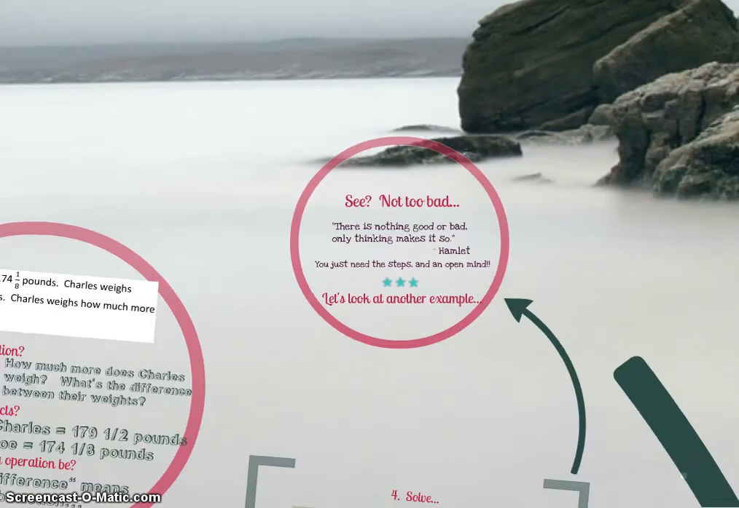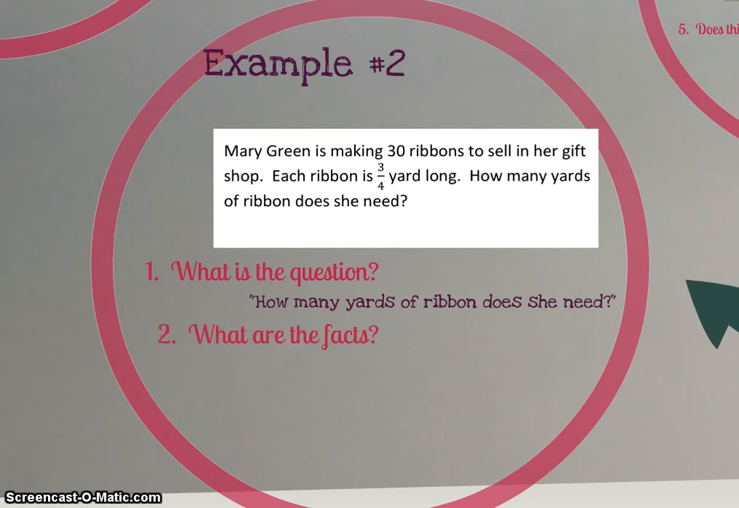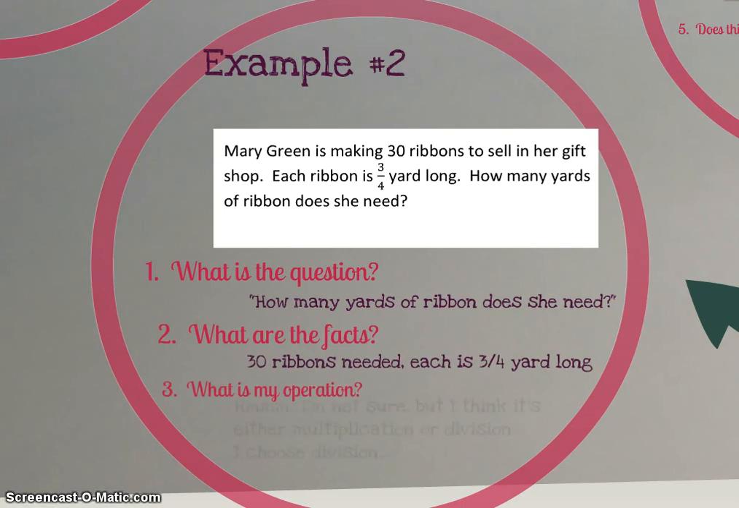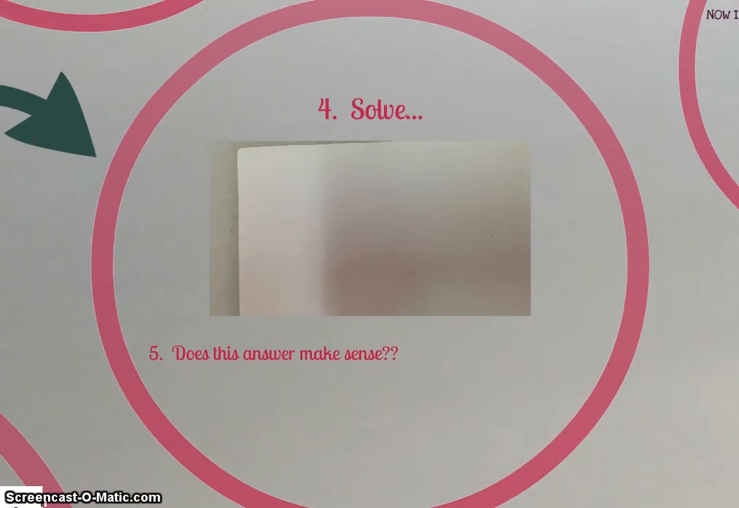Let's look at another example here, okay? Mary Green is making 30 ribbons to sell in her gift shop. Each ribbon is 3/4 yards long. How many yards of ribbon does she need? Okay, so what's my question? Straight out of the problem, my question is, how many yards of ribbon does she need? What are the facts they tell me? Well, they tell me she needs 30 ribbons and that each is 3/4 of a yard long. What is my operation? Well, this one's kind of tricky. I am not sure, but I think it's either multiplication or division. So I choose division.